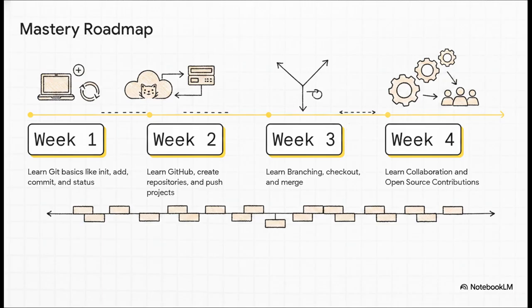Then in week 3, learn branching. Branching lets you create an alternate timeline of your code. It's awesome because you can safely test wild new ideas on a separate branch without ever breaking your main functioning code. Finally, in week 4, tackle collaboration. This means learning how to handle pull requests, which is essentially asking a project maintainer for permission to merge your new branch back into the main project. By week 4, you'll be completely ready to contribute to real open source software.